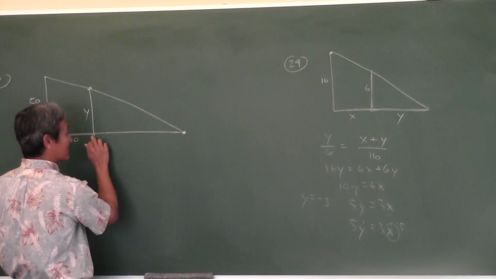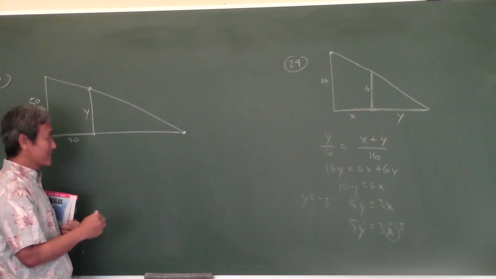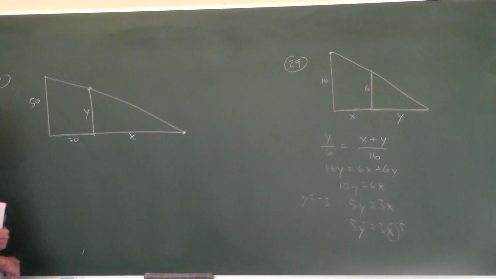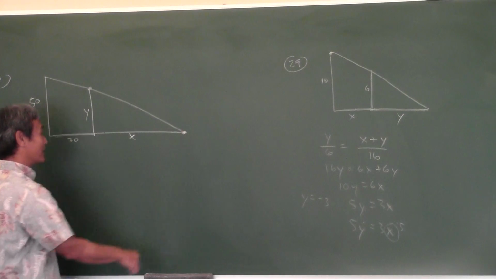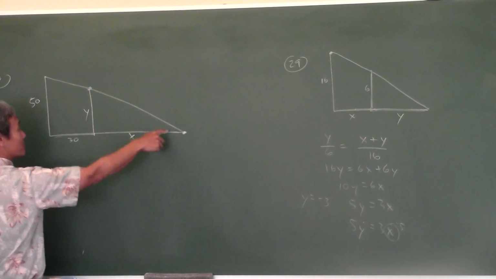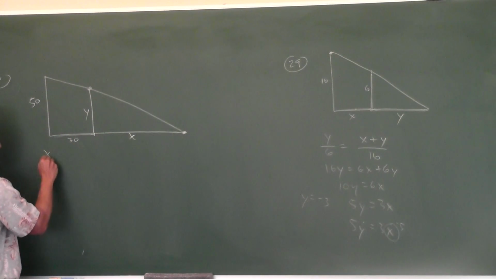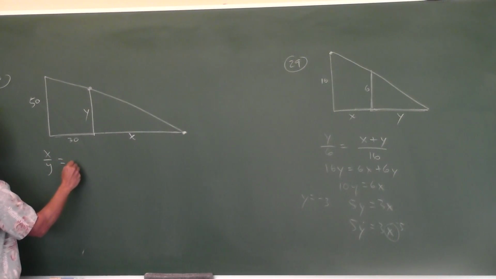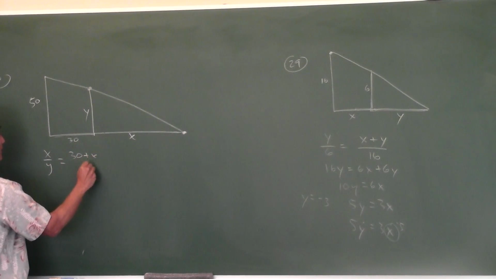The distance from here to here, is that changing or staying the same? It's changing. Why is it changing again? Because if the ball is moving, the shadow will be moving, right? Okay, this is the shadow of the ball right there. Now look at this picture. What equation can I write? Similar triangles. It's the same problem except different. You got the small triangle and you got the big one. So x over y equals 30 plus x over 50. There you go.